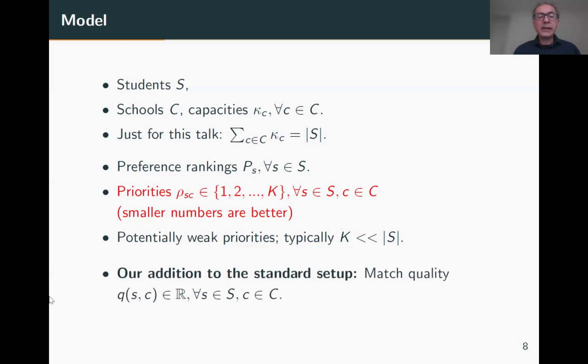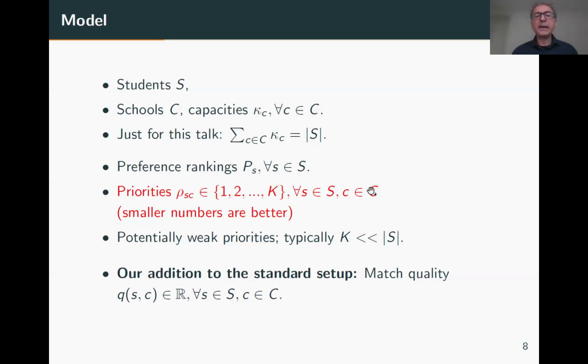In addition to this setup, we are also going to introduce a match quality. What's match quality? It is something specific to the school and the student together. When I am assigned school A, I might deliver a different quality than when Antonio is assigned school C.